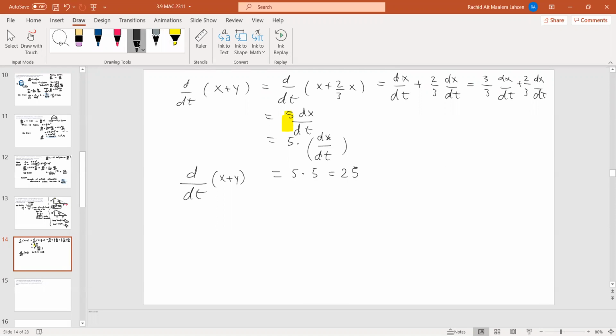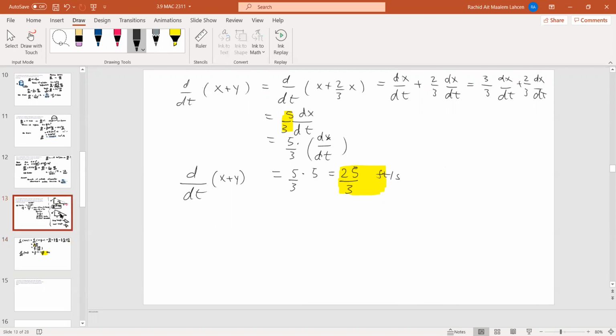5/3, not 5. 5/3, 5/3, 25/3. So that's now the correct answer, 25/3, and the feet per second.